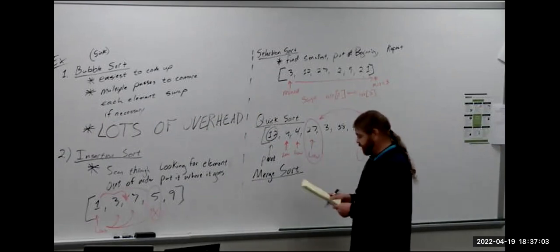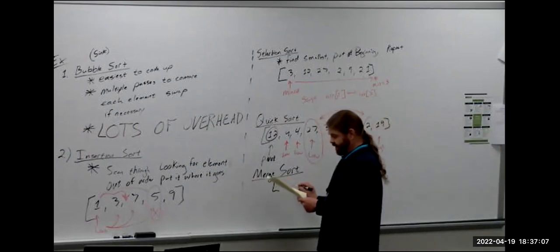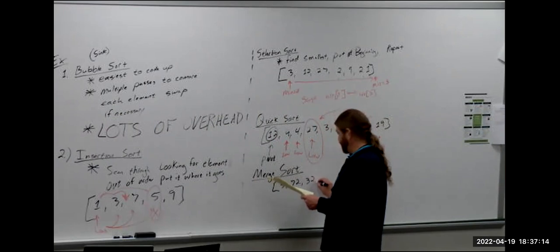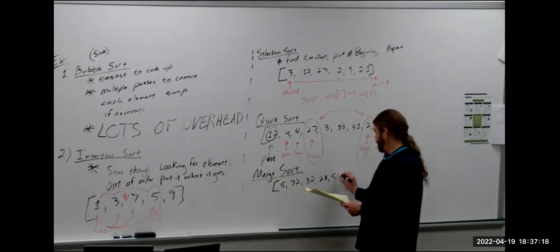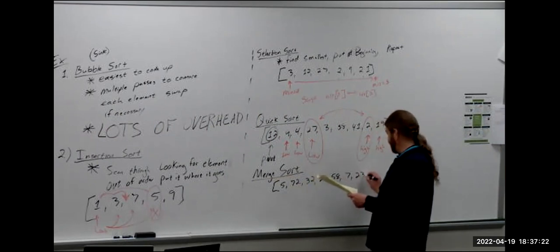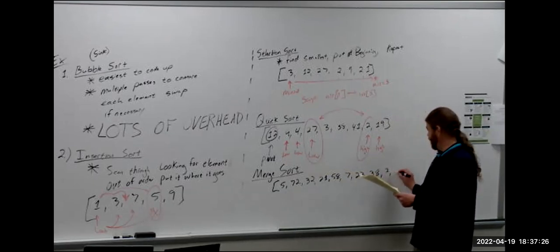A merge sort's a little bit different. I wrote a really big example here. I'm going to cut that down. Well, 5, 72, 32, 21, 58, 7, 23, 38, 2, and 64.